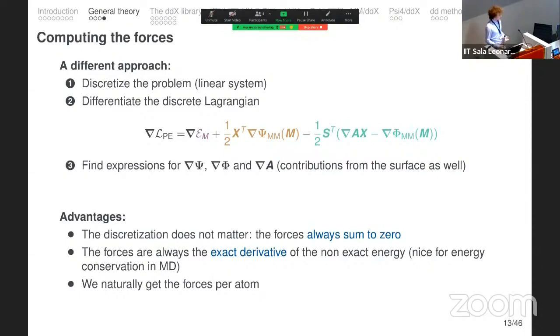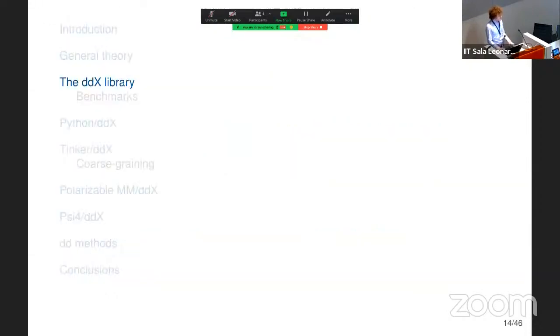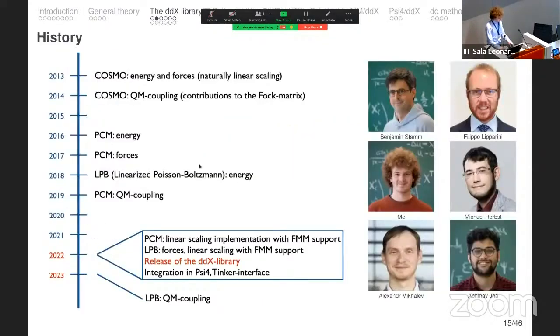And so with this general theory, I can now present the domain decomposition X library that we developed. This is a very long work. It took many years. It's a collaboration, as I said, between mathematicians like Benjamin Stamm, my current postdoc advisor, Alexandre, who coded most of the library, Abhinav, who coded the forces of the linearized Poisson-Boltzmann method, and chemists like Filippo, Michael Herbst, and me. And the first model and method that we implemented was the domain decomposition COSMO in 2013.